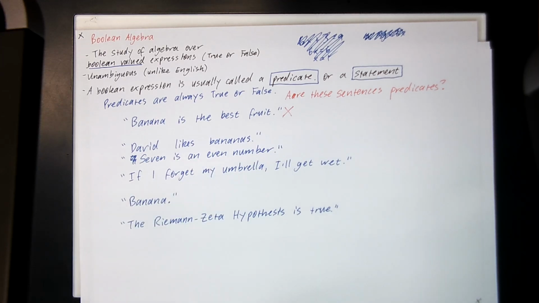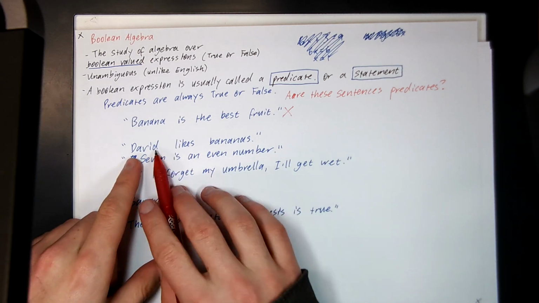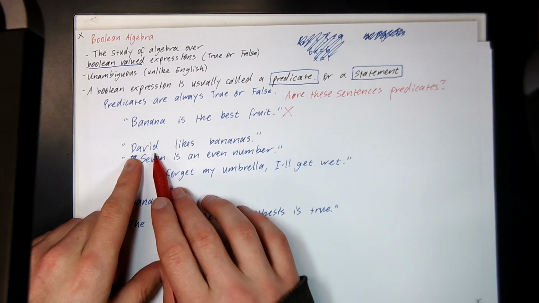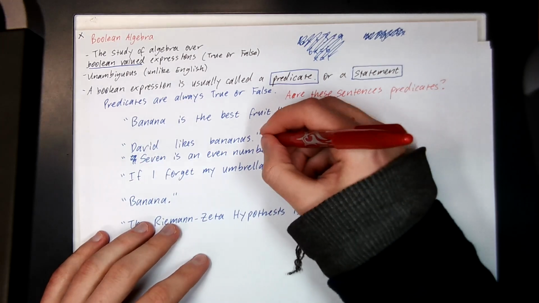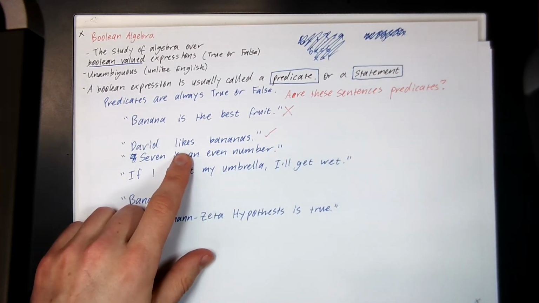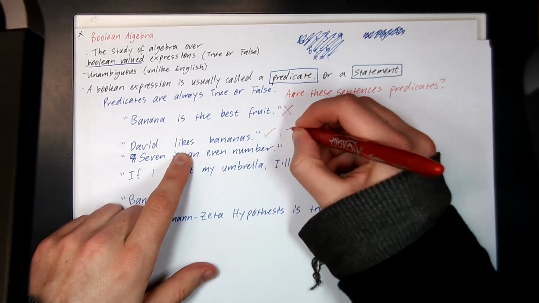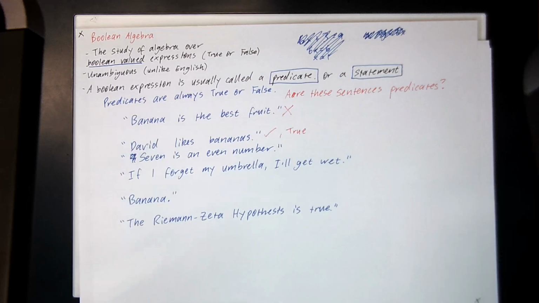David likes bananas. Well, it happens to be the case that I do like bananas, but even if I didn't, or even if you didn't know how much I like or dislike bananas, this is still a predicate, right? Because this statement will evaluate to true or false. Either I do or I don't like bananas. So this is a predicate, and in fact it's a true predicate, because I do like bananas.